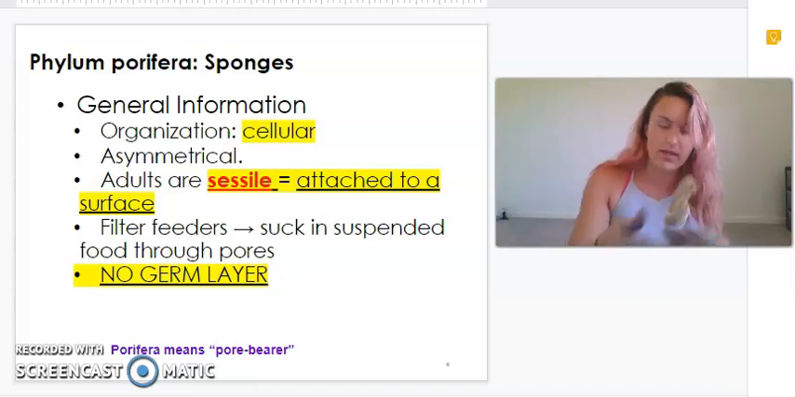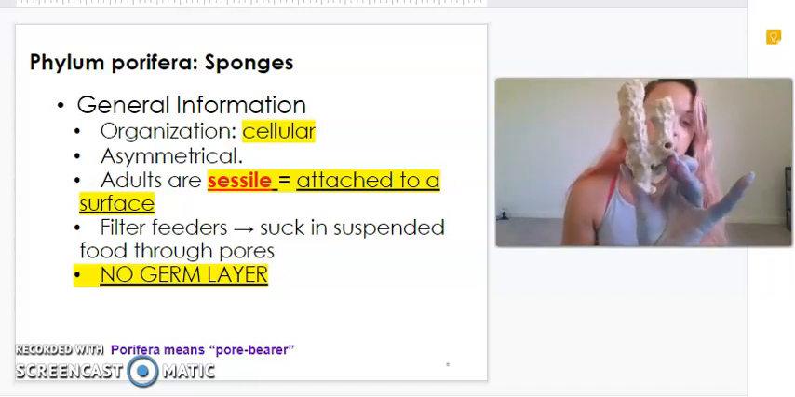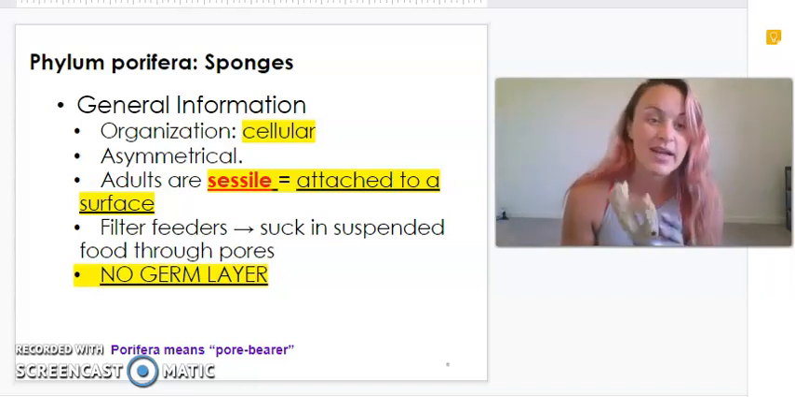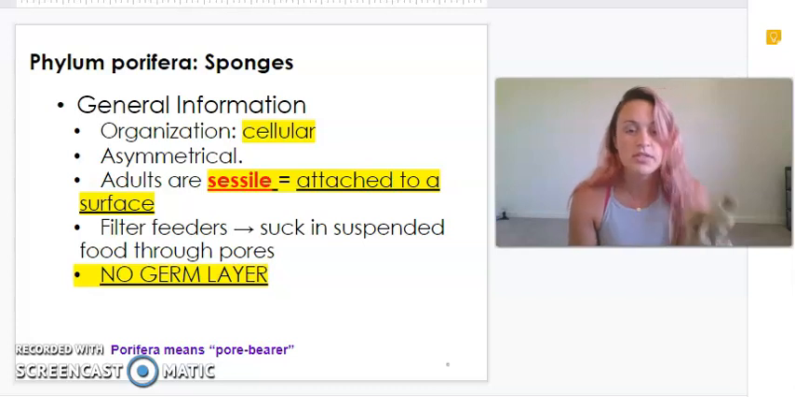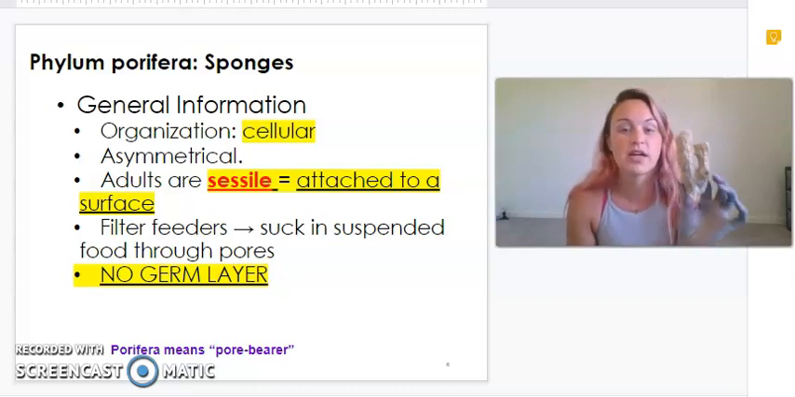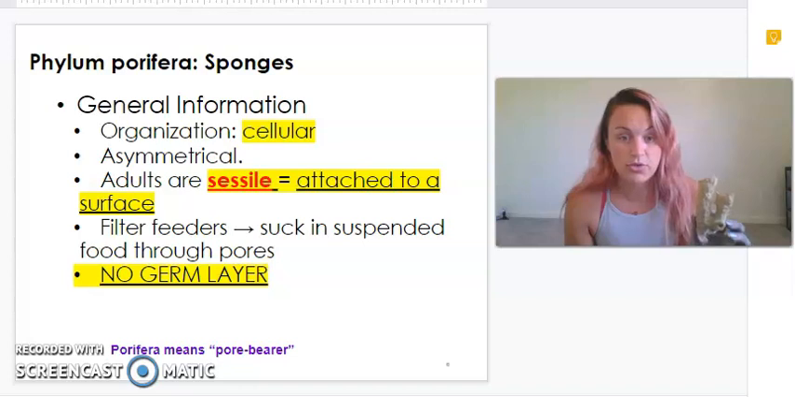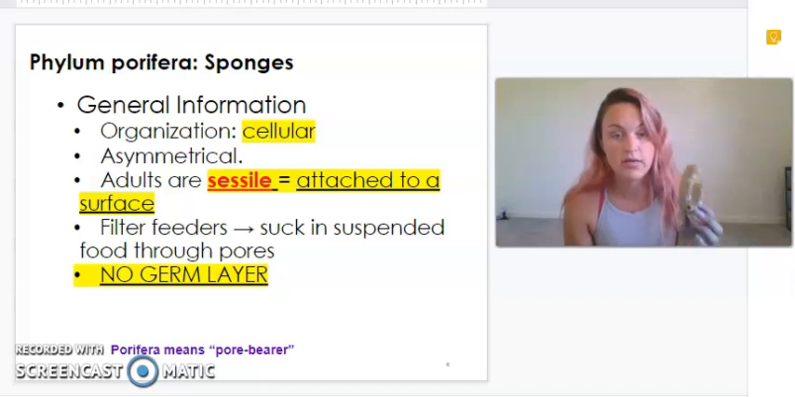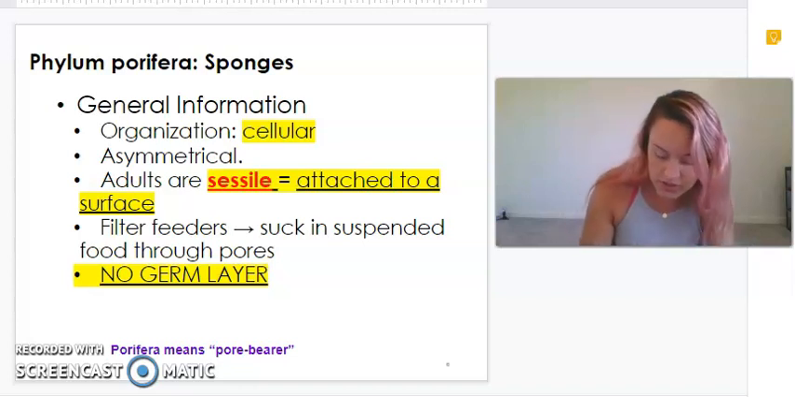So here's my lovely piece of a sea sponge. If you notice, this thing cannot be divided into any type of symmetry. So these phylum Porifera are characterized by being asymmetrical. They are also organized at the cellular level. And these adult sponges are sessile.